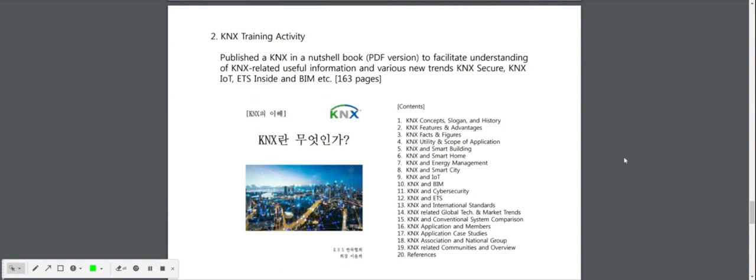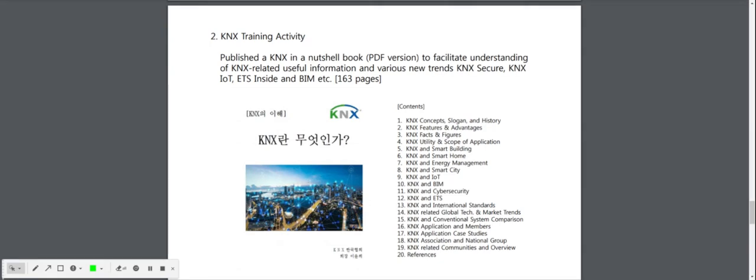We also published a KNX book, a PDF version, to facilitate the understanding of KNX-related user information and various new trends such as KNX Secure, KNX IoT, ETS Insight, and BEAM. As you can see, there are many kinds of contents, from KNX concepts, slogan, history, features and advantages, facts and figures, utility and scope of application. And there are also dedicated categories such as smart building, smart home, energy management, smart city, IoT, BEAM, cybersecurity, ETS, and international standards.